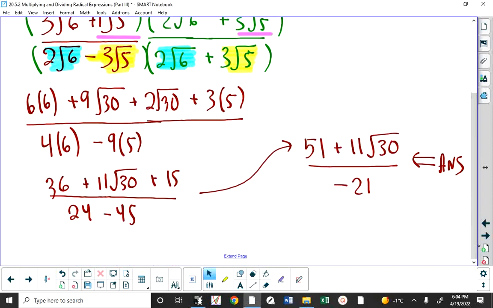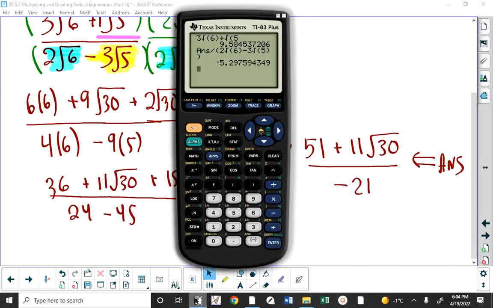If I take a look at what I got for an answer, which is to the right of my calculator, I have 51 plus 11 root 30. And I need to divide that by negative 21. Jackpot. So the answer is 51 plus 11 root 30 over 21.